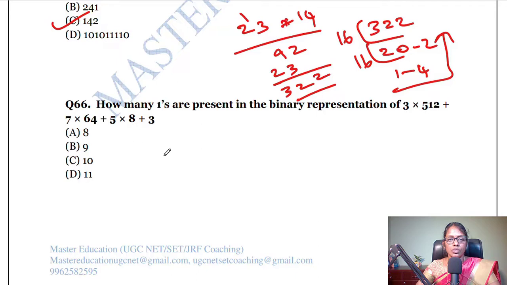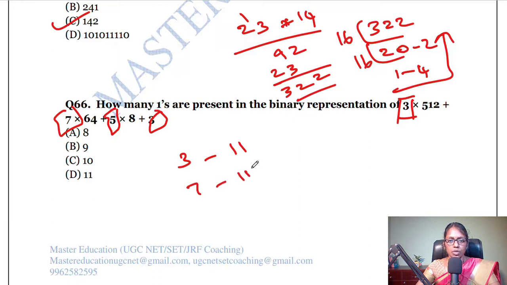The next one is how many ones are present. To find out how many ones, we have to take these odd values. This is 3, this is 7, and this is the other. Just leave that. So 3 means 1, 1.